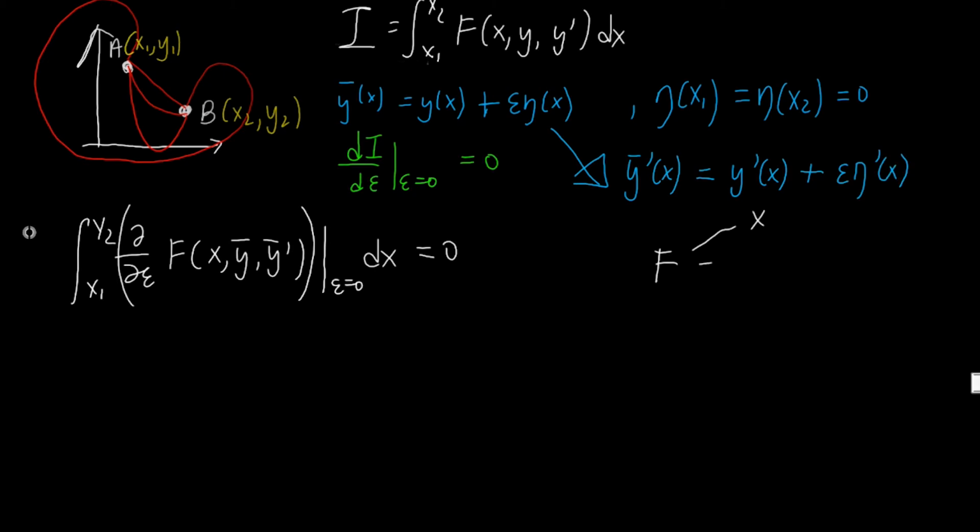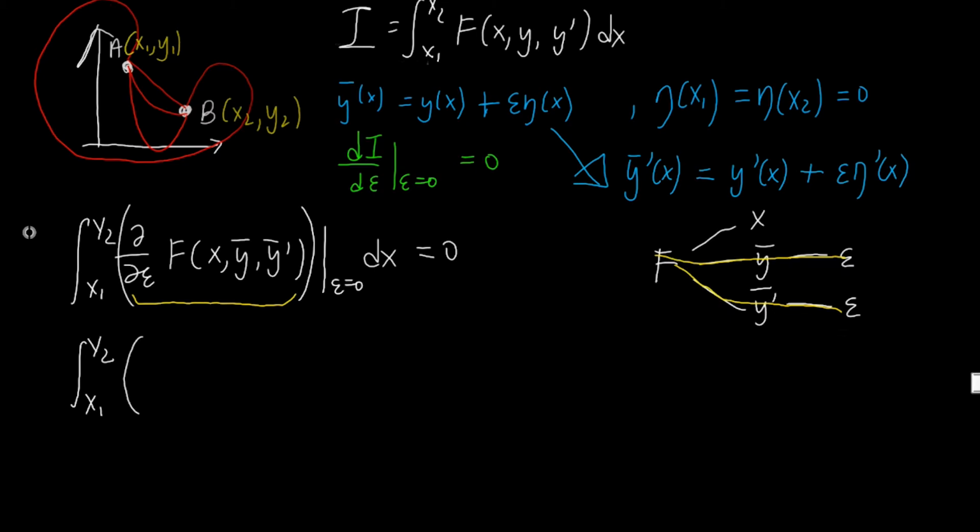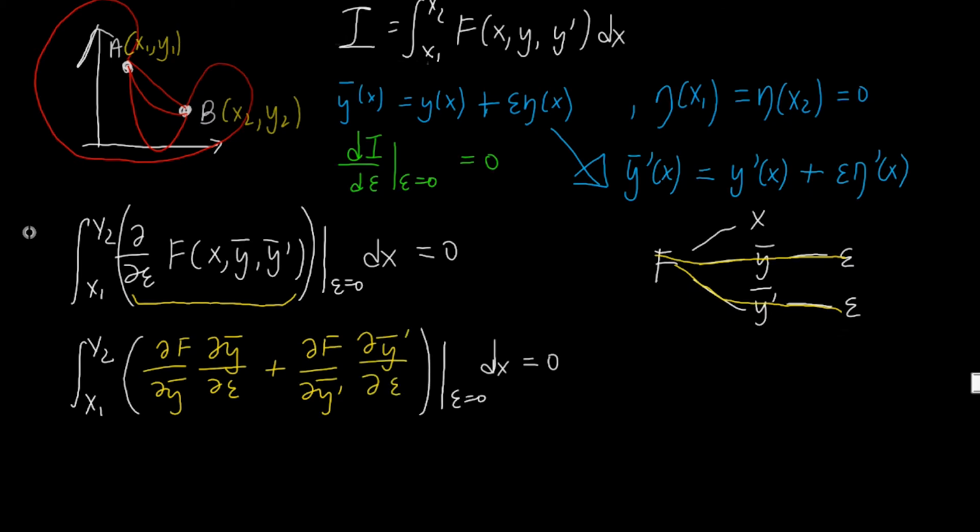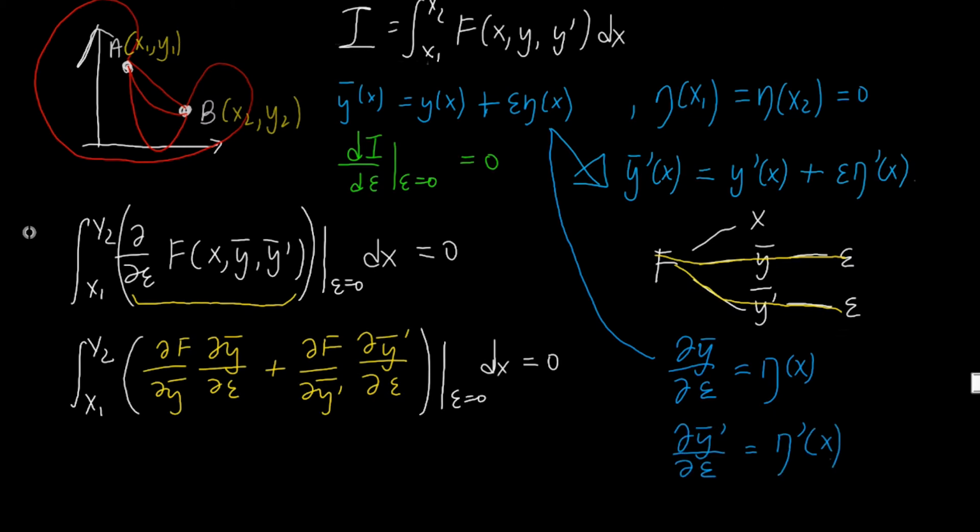Next, I'll set out for a multivariable chain rule. And notice that the only derivatives that involve epsilon are just these two. So I'll use the multivariable chain rule and replace them inside the integral. We can then simplify the expression by finding the partial epsilons. So partial y bar partial epsilon is equal to eta of x, and partial y bar prime partial epsilon is equal to eta prime x.